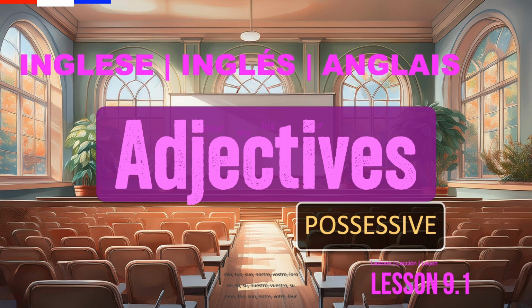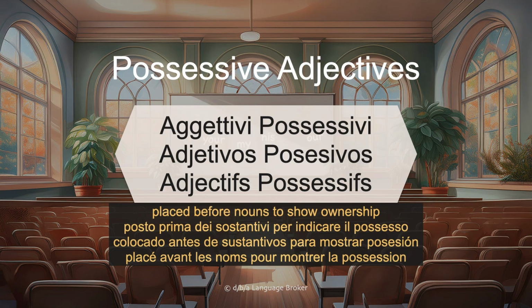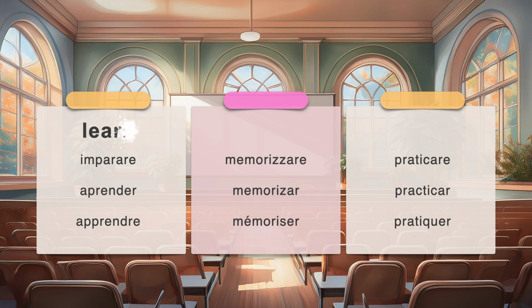Today, we begin talking about adjectives. First, we will start with possessive adjectives. Possessive adjectives are placed before nouns to show ownership or possession. Together, we will learn, memorize, and practice.